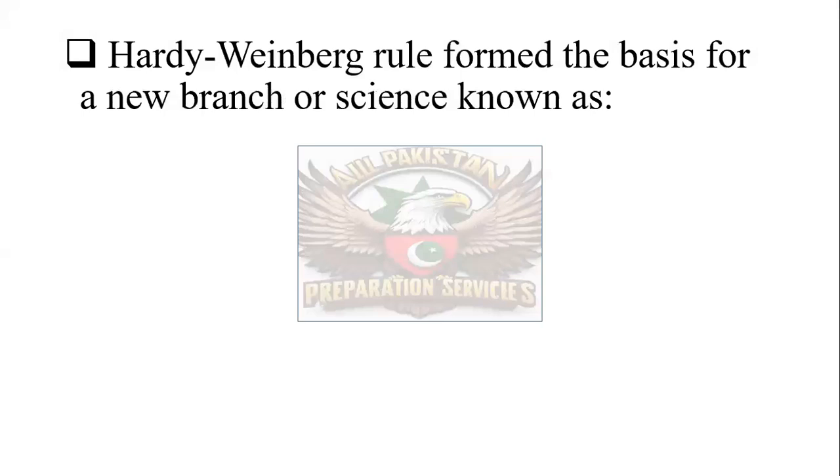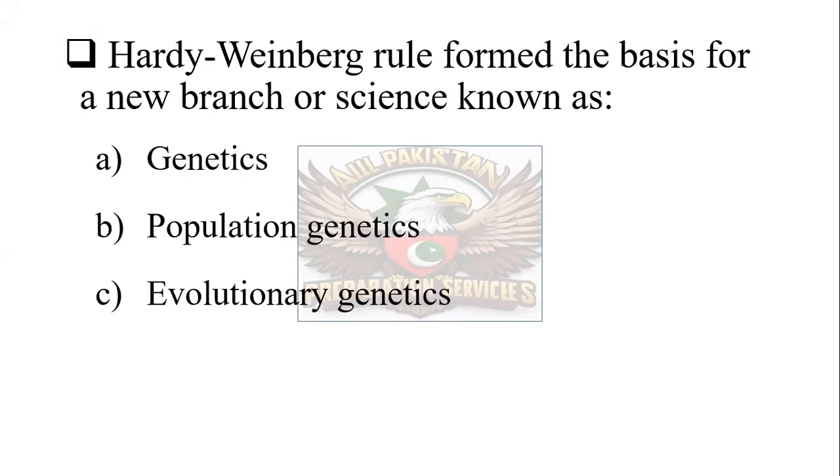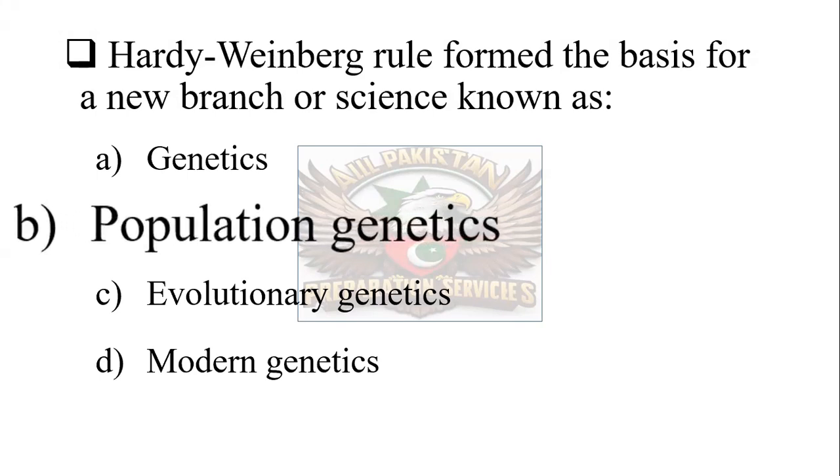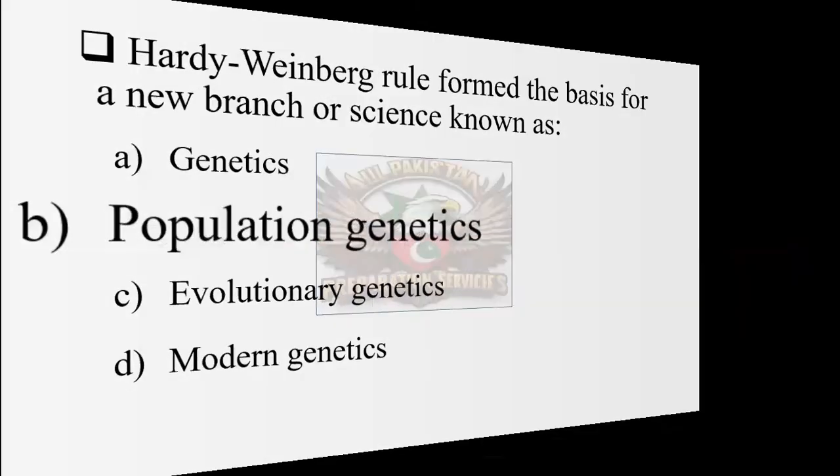Hardy-Weinberg rule formed the basis for a new branch of science known as genetics, population genetics, evolutionary genetics, or modern genetics. And the correct one is population genetics. Hardy-Weinberg rule formed the basis for a new branch of science known as population genetics.